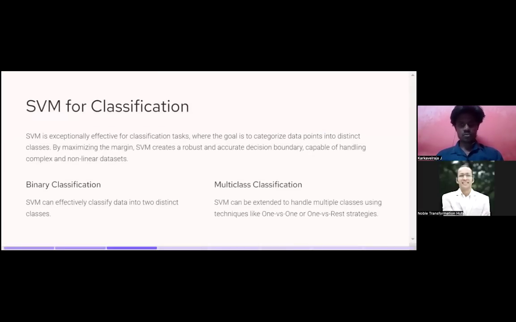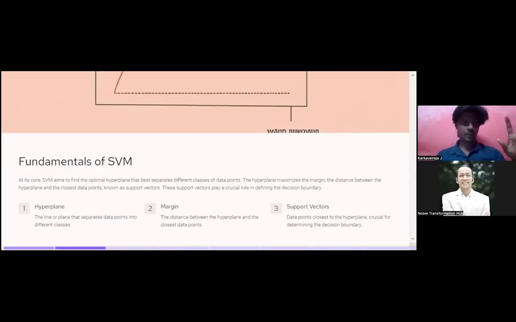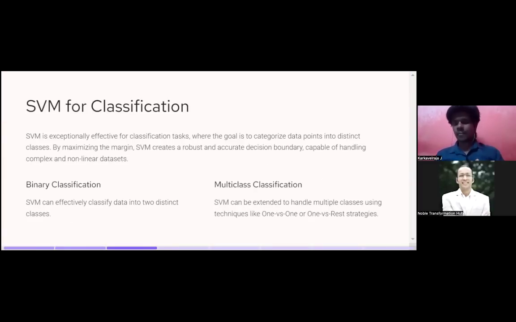So moving on, we have just discussed the fundamentals of SVM. Now let's see SVM for classification. We have mentioned classification and also regression with SVM. Let's see how it works for classification.